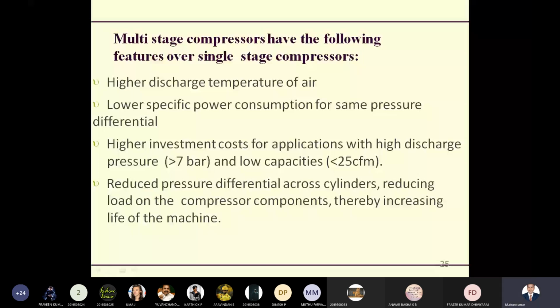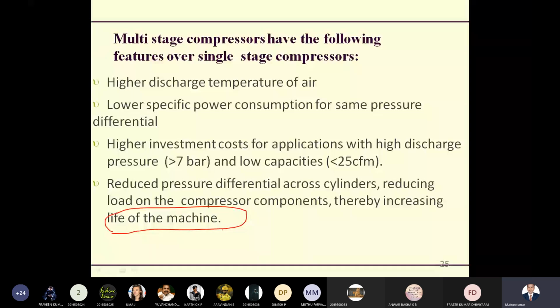So multi-stage compressors have the advantages of lower specific power consumption, and suit applications with higher discharge pressure, though at higher investment cost. Then we reduce the pressure differential across cylinders. Also it will reduce the load on the compressor components, thereby increasing the life of the machine. So for such parameters, choose the multi-stage compressors.